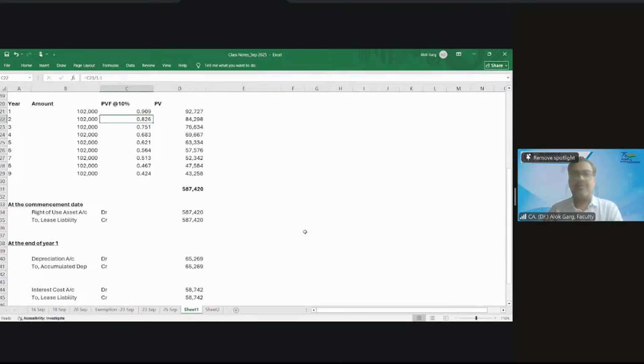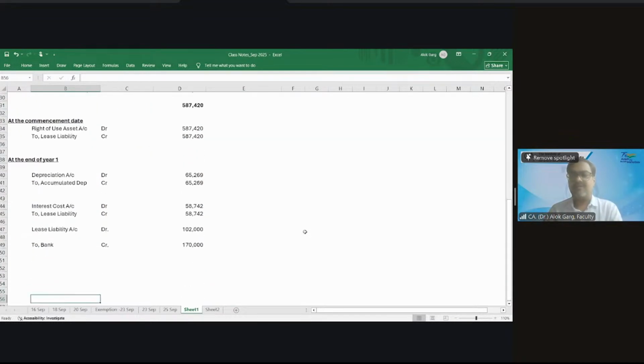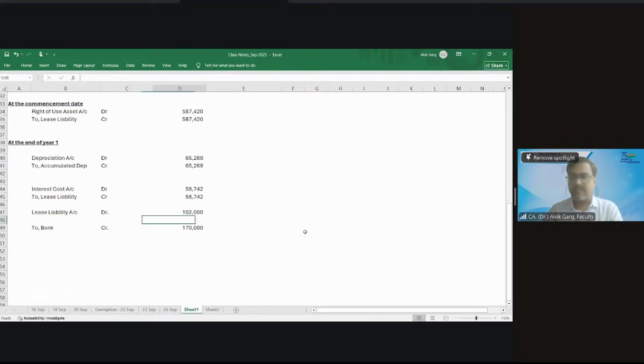You have discounted 1,02,000 for 9 years. So this is what you are paying on account of lease liability. So where will the differential go? It's a maintenance cost. Maintenance expenses, or let's say facility expenses account debit, 68,000.